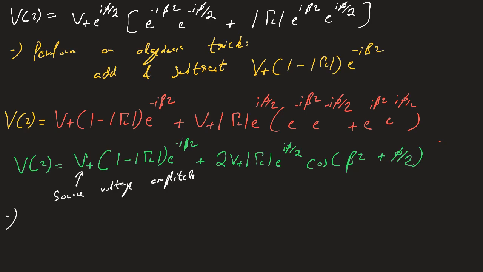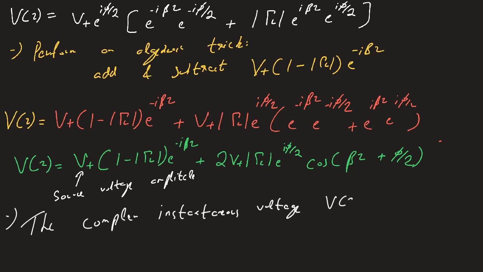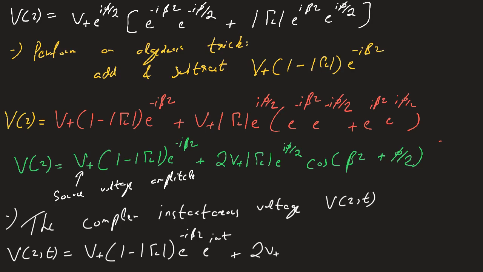So if you're convinced with this, then the complex instantaneous voltage V of z,t becomes V plus into 1 minus mod gamma L e to the minus iota beta z e to the iota omega t, right, plus 2V plus mod of gamma L e to the iota phi by 2 cosine of beta z plus phi by 2 e to the iota omega t, right?